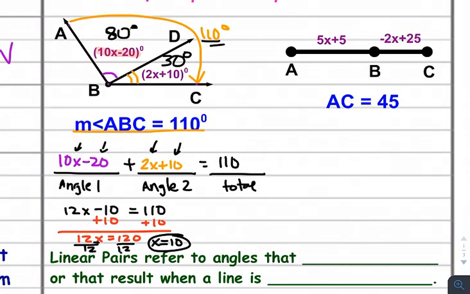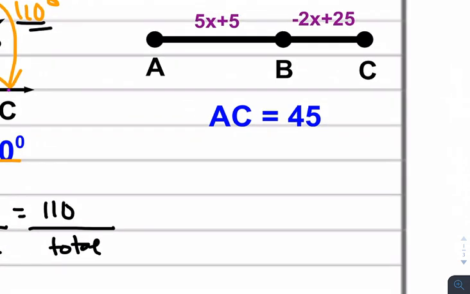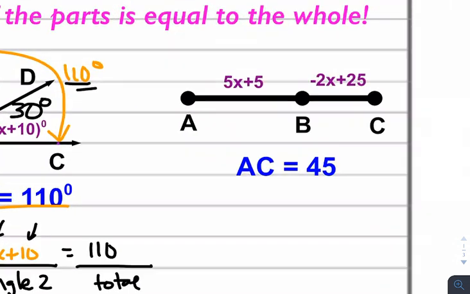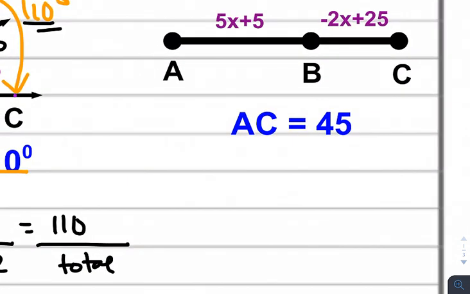it's no longer calculations on the grid, but rather something algebraically derived. This is a segment addition postulate. But we're going to work on the same principles. Two parts added together equal the whole. And so we have like segment 1 plus segment 2 equals total.